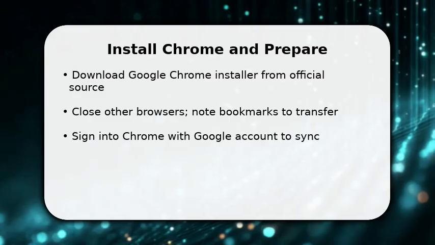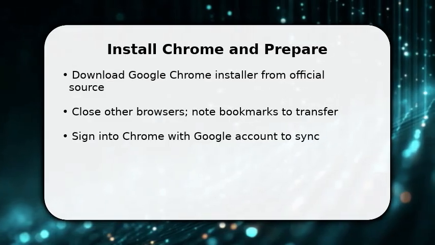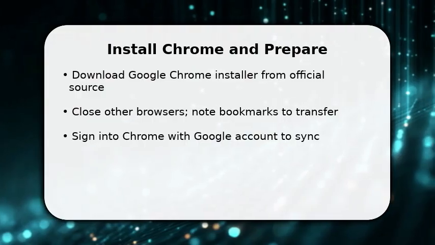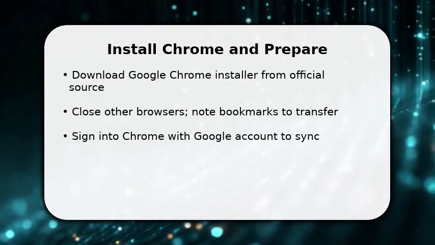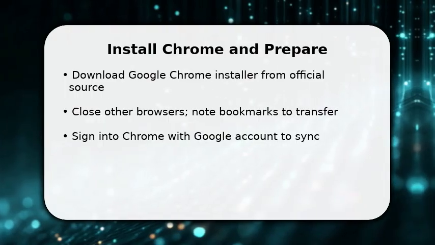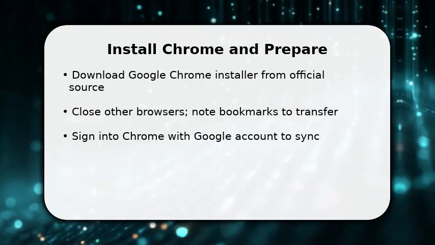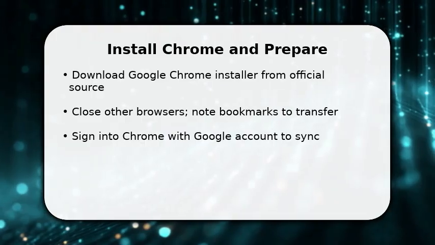You start by installing Chrome. Open your current browser and download the official Chrome installer. Once done, run the installer and allow permissions. Make sure to close Microsoft Edge and any apps that might lock browser settings.